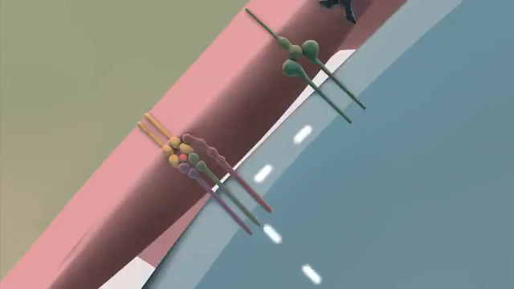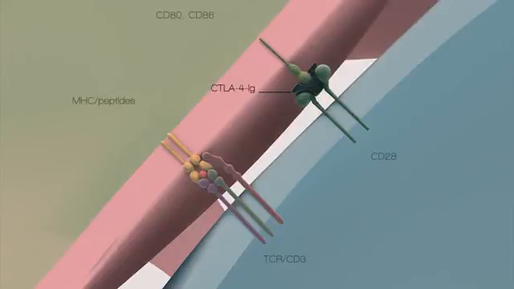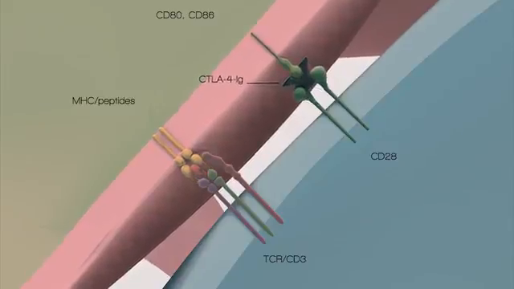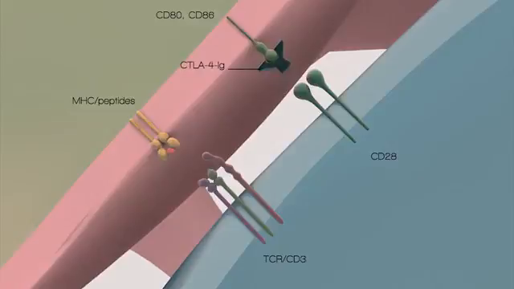A CTLA-4 Ig fusion protein called belatacept is a potent antagonist of the B7 ligands. It binds with high affinity to the CD80 and CD86 present on antigen-presenting cells, thereby preventing the interaction of these molecules with CD28 on the T cells. This so-called co-stimulation blockade results in efficient inhibition of T cell activation.